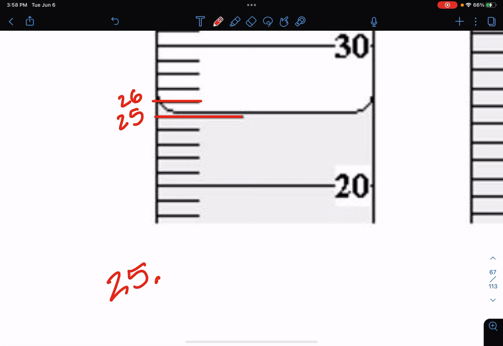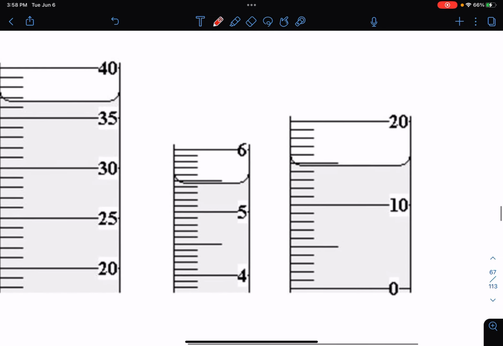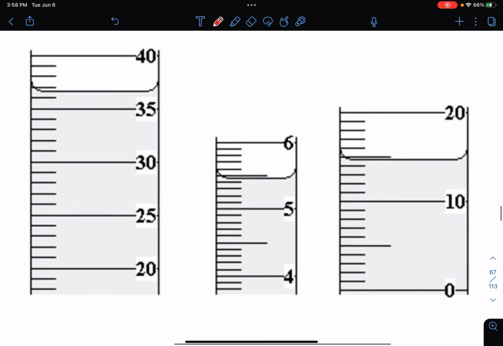We need to estimate one digit more, or one place value more, that is between the tick marks. So you could say 25.1. Since the meniscus is not exactly on the line, I wouldn't say 25.0, but anything between 25.0 to say maybe 25.3 or 25.4 would be acceptable, as long as you have that tenths of a milliliter digit right there. All right, go ahead and pause the video and work out the remaining 3 right here.